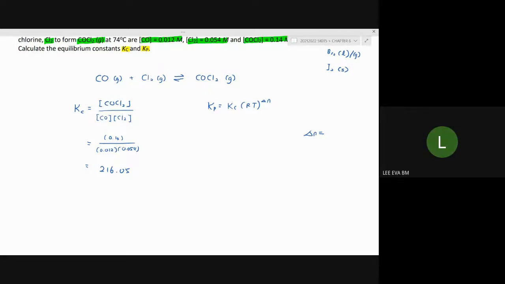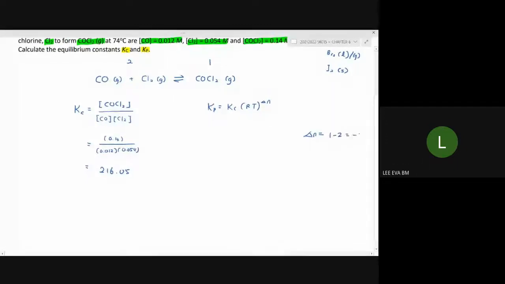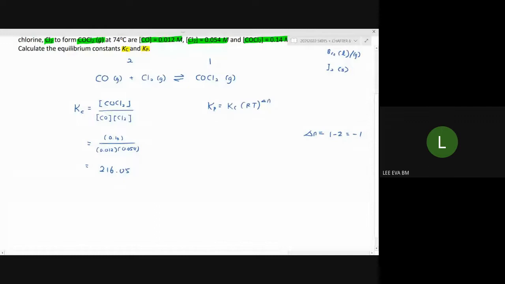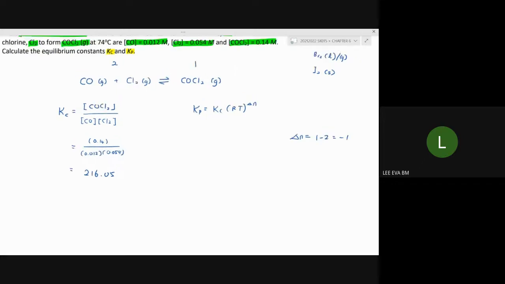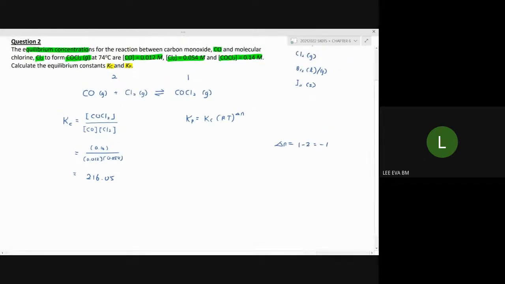Product minus reactant. Product, we have 1. Reactants over here, we have 2. So 1 minus 2 give you negative 1. Sebab semua adalah dalam gaseous phase. It is a homogeneous equilibrium system, ya. Okay. Kenapa dapat 2? Sebab satu-satu lah. Reactant dekat part reactant ada 1 mol. So ratio dia adalah 2.